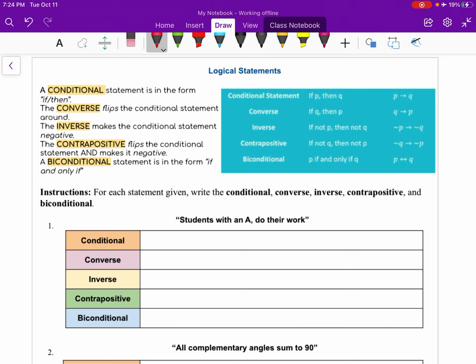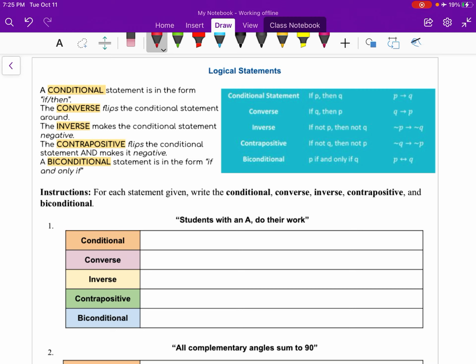So once again, logical statements are statements that allow us to draw a conclusion or a result based on some sort of hypothesis or premise. In layman's terms, they're just meaningful, declarative sentences that are either true or false. And in geometry, we have 5 main types of logical statements: the conditional statement, the converse, inverse, contrapositive, and the biconditional statement.